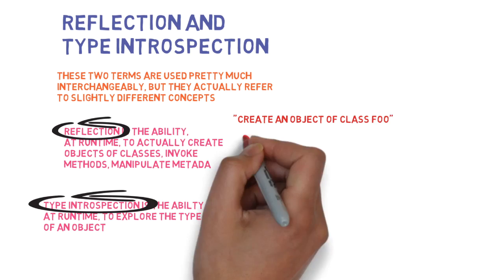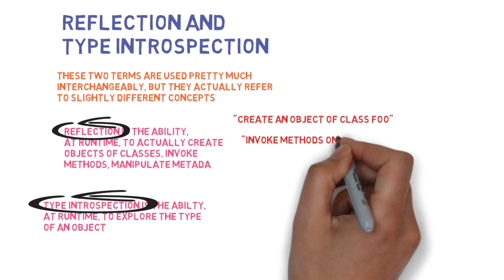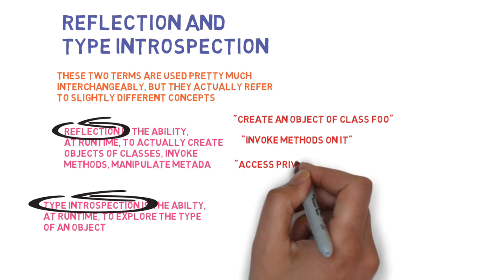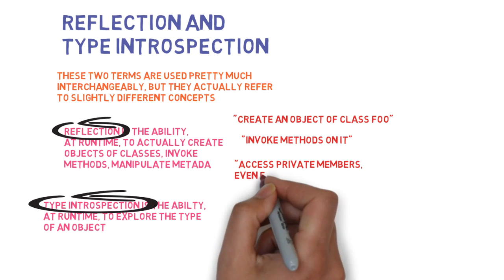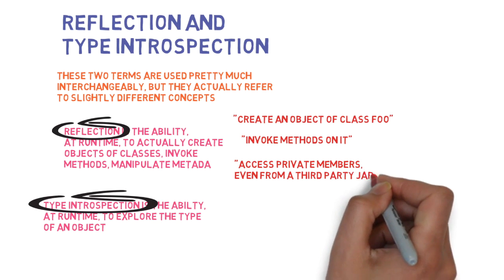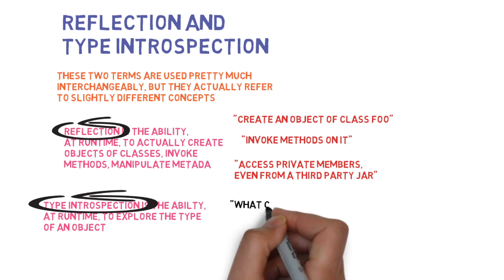So what are the abilities that reflection provides us? We can create an object of class Foo. We can invoke methods on it. We can access private members. And this is true even when we use reflection from a third-party jar. So we can see the private variables of classes which haven't been created by us.